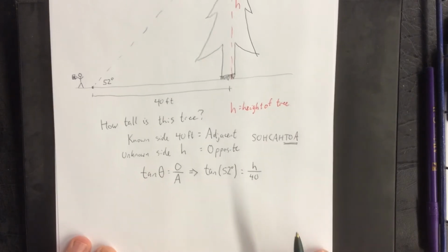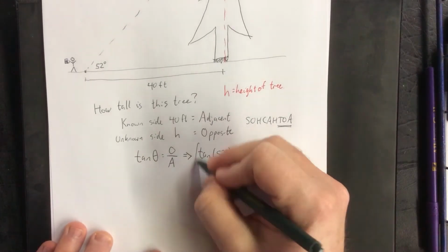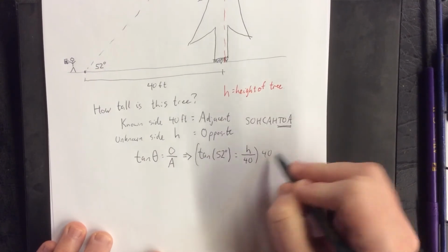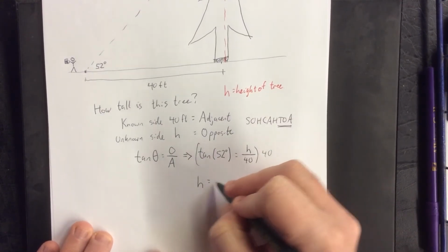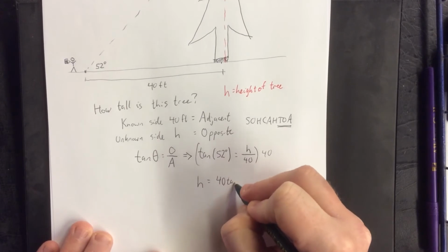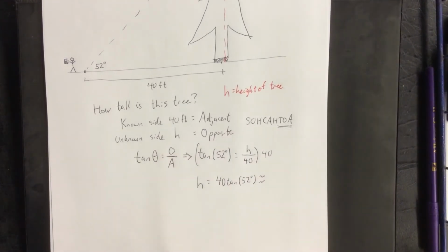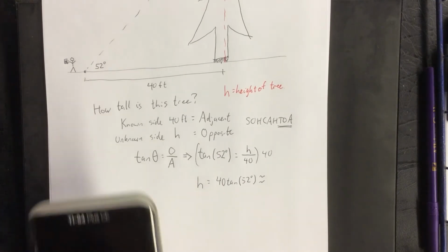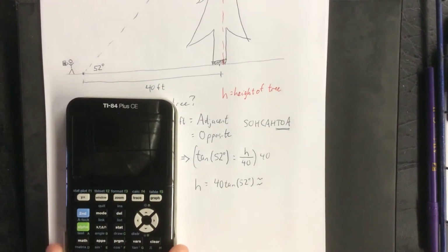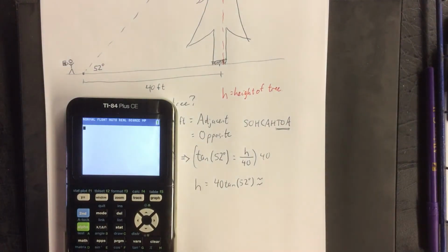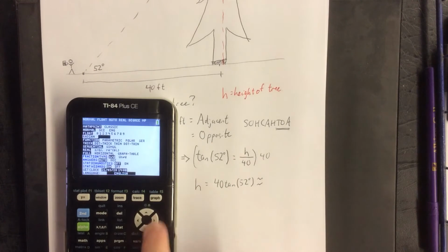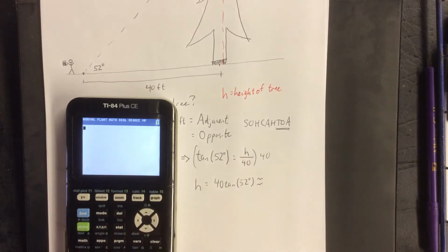So what I'm going to do is to solve for h, multiply both sides by 40. 40s will cancel on the right-hand side. You'll have h is equal to 40 times the tangent of 52 degrees. Now, here's where you can pull out the old graphing calculator, or scientific calculator would work as well, and let's get a decimal approximation for this quantity. So first, going to double check, make sure that the calculator is in degree mode, which it is. We want 40 times the tangent of 52 degrees.